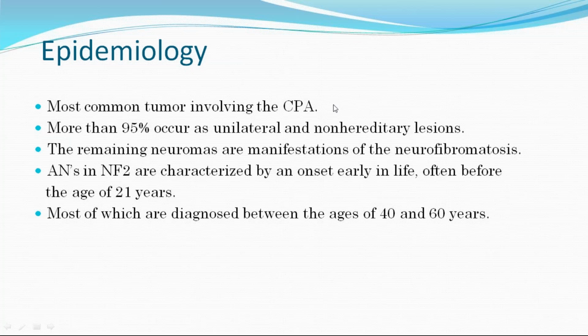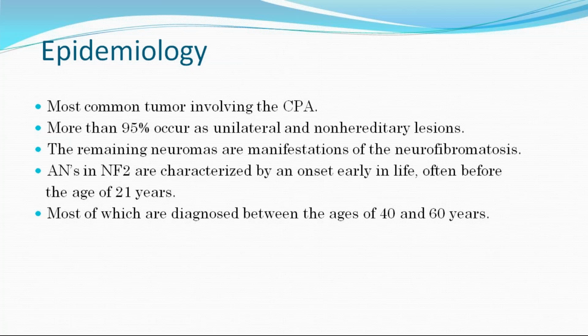It is the most common tumor involving the cerebellopontine angle, and more than 90% occur unilaterally and for non-hereditary reasons. The remaining neuromas are a manifestation of neurofibromatosis, that is von Recklinghausen's disease. Acoustic neuroma in neurofibromatosis 2 is characterized by onset early in life, often before the age of 21 years, as I just told you, and most sporadic cases are diagnosed between the ages of 40 and 60 years. Because this is a very slow growing tumor, the presentation is usually pretty late.